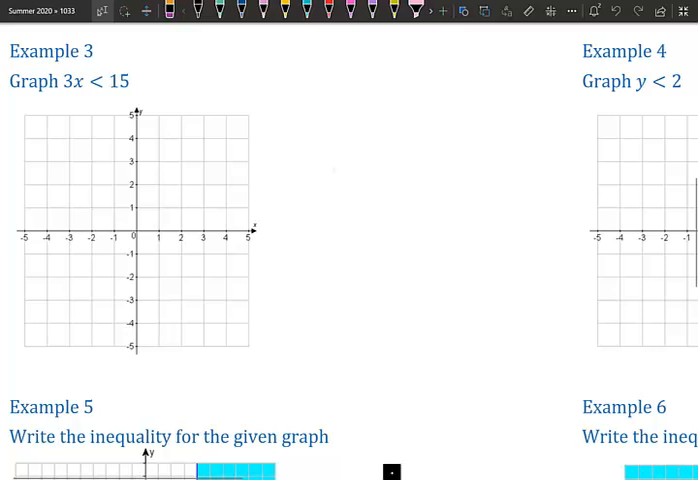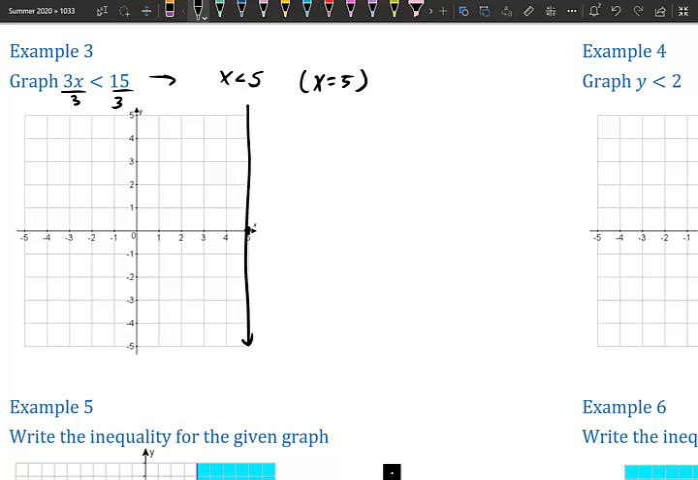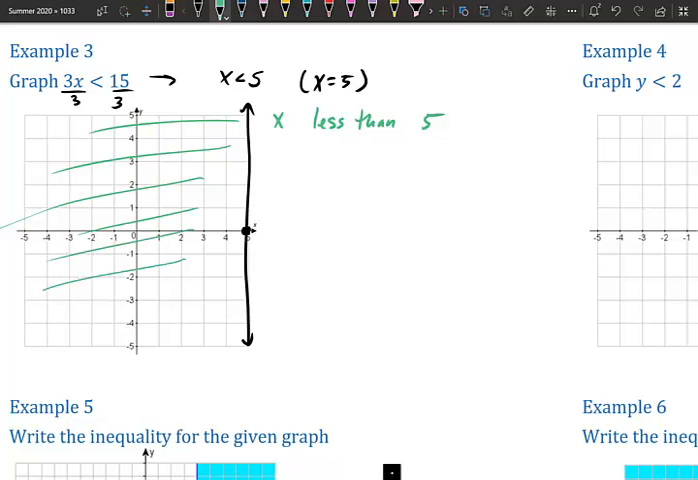Next example, we have 3x is less than 15. So the first thing we need to do is solve for the variable. So we're going to divide by 3. And when we do, we have x is less than 5. We're going to pretend that's x equals 5. So I'm going to go to where x equals 5 and draw a line through the x-axis. Now it says x is less than 5. So less than numbers are to the left. Also, the arrow is pointing to the left.